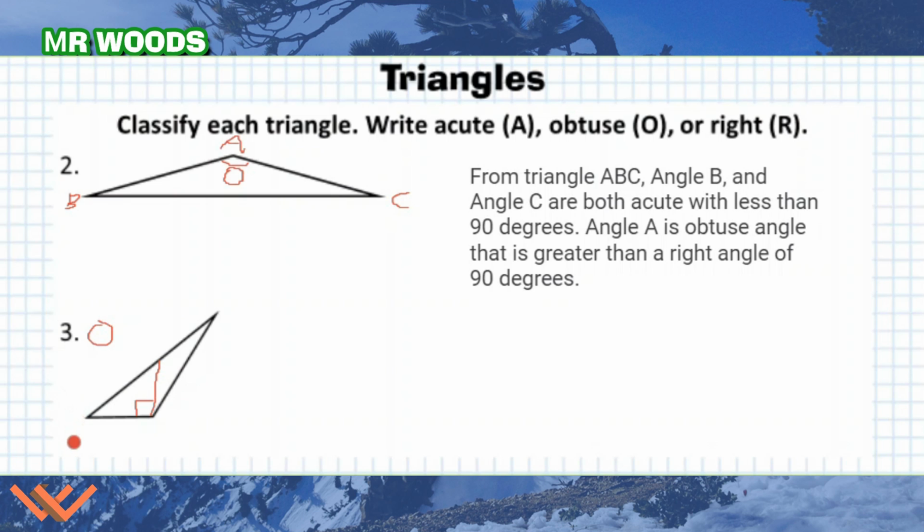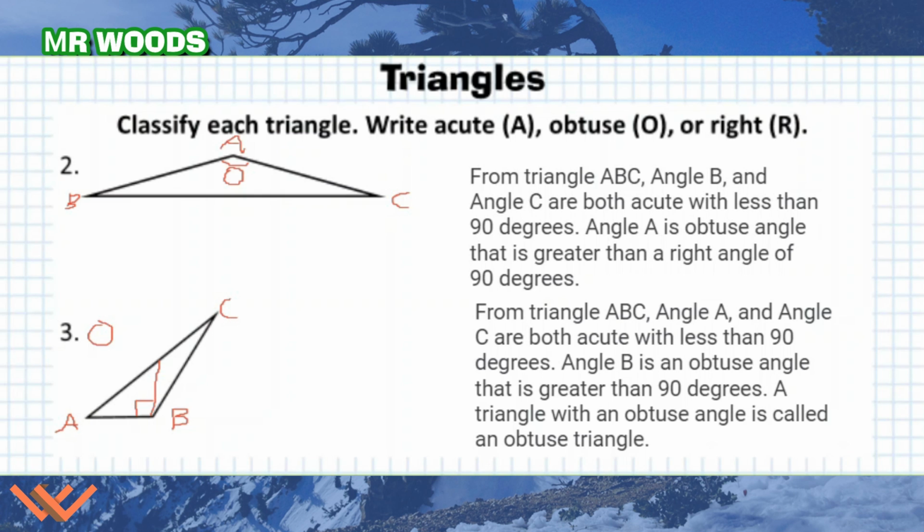And then I need to talk about this. Well, wait a minute, I want to label it as we did before. So I'm going to do A, B, and C. This is the explanation I have for this triangle and what I did. So from triangle ABC, angle A and angle C are both acute with less than 90 degrees.